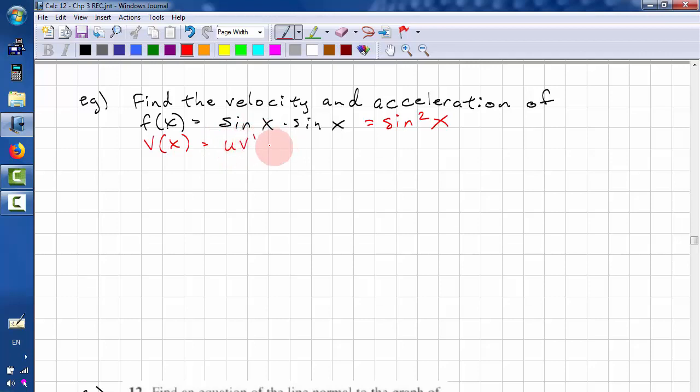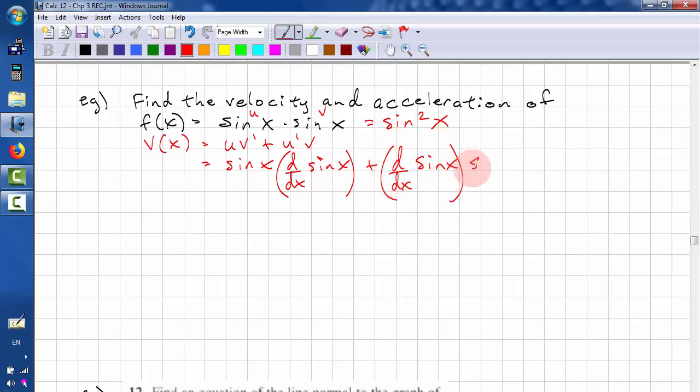So it's u v prime plus u prime v. This is not the same v as this, okay? So this is u and this is v. One thing about calculus is you're going to have to get used to seeing the same literal in different spots, and you'll have to know that they mean different things. Okay, so if we're using the product rule, we have sine x times d/dx sine x plus d/dx sine x times sine x.